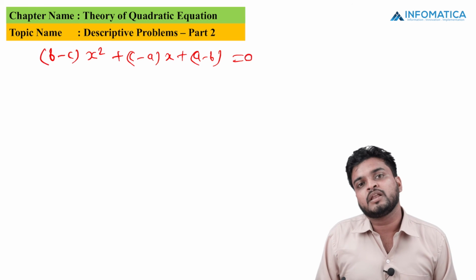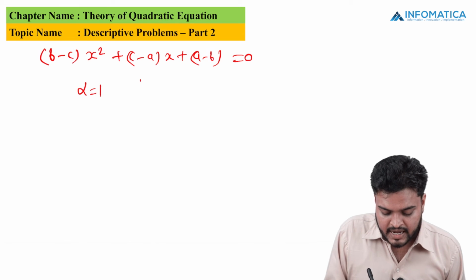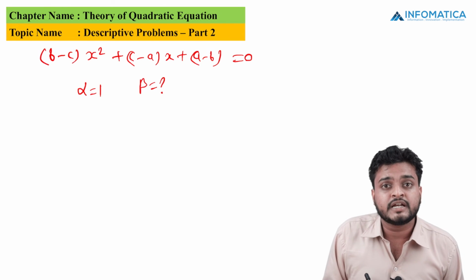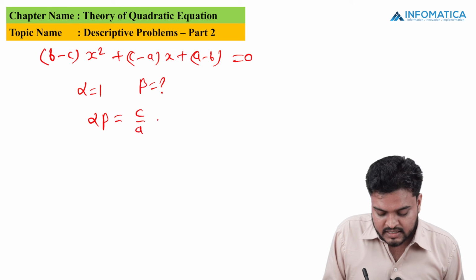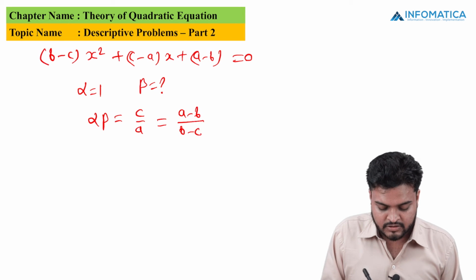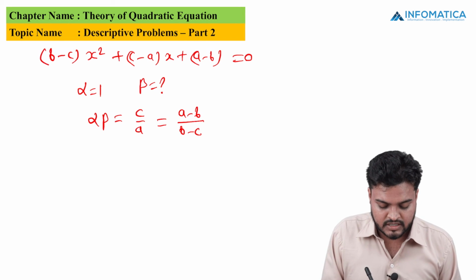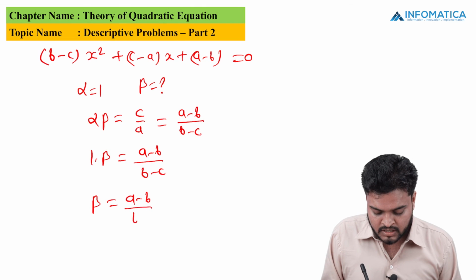I can use the formula of multiplication of the roots. I know one root alpha is equal to 1 and I have to find the value of beta. So I can do one thing, alpha into beta is equal to c upon a. Here the value of c is equal to a minus b and the value of a is equal to b minus c. I know the value of alpha is equal to 1. So here 1 into beta is equal to a minus b upon b minus c. So beta is equal to a minus b upon b minus c.